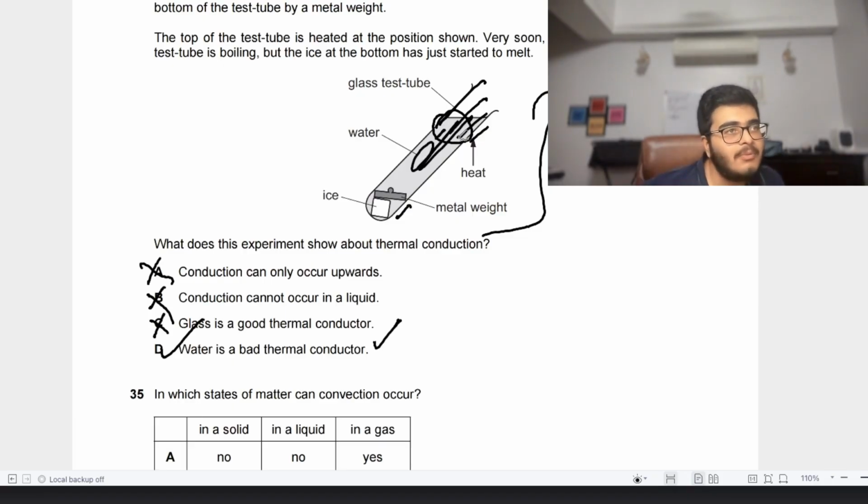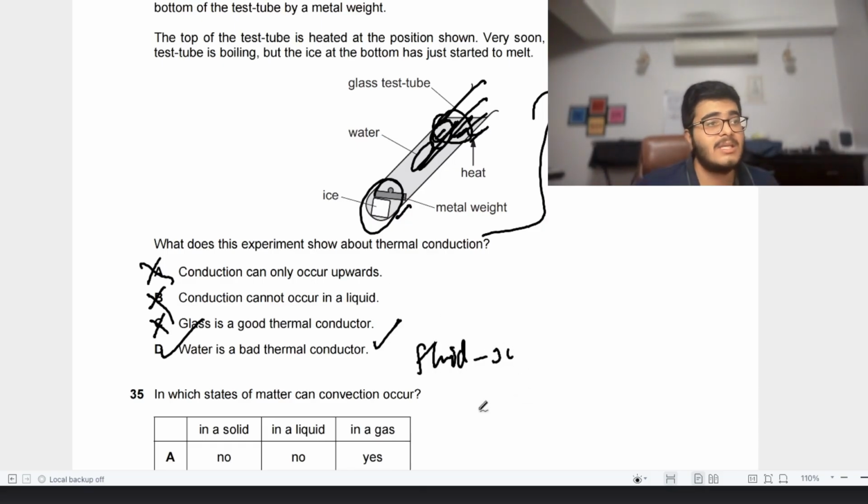Because at the top, only at the top, we have more energetic particles. At the bottom, ice is melting down slowly. So this is what we're trying to show, that water is a bad thermal conductor because it's a fluid. Fluids can do convection or radiation. They cannot do conduction.